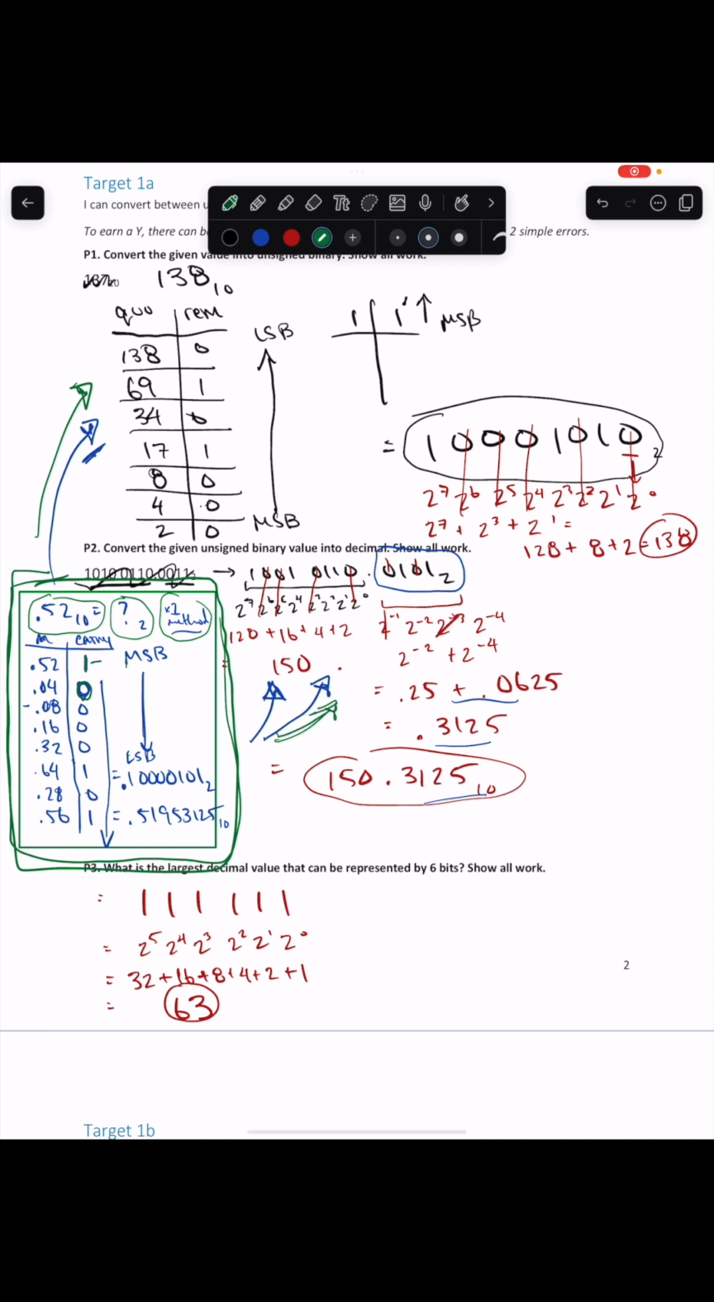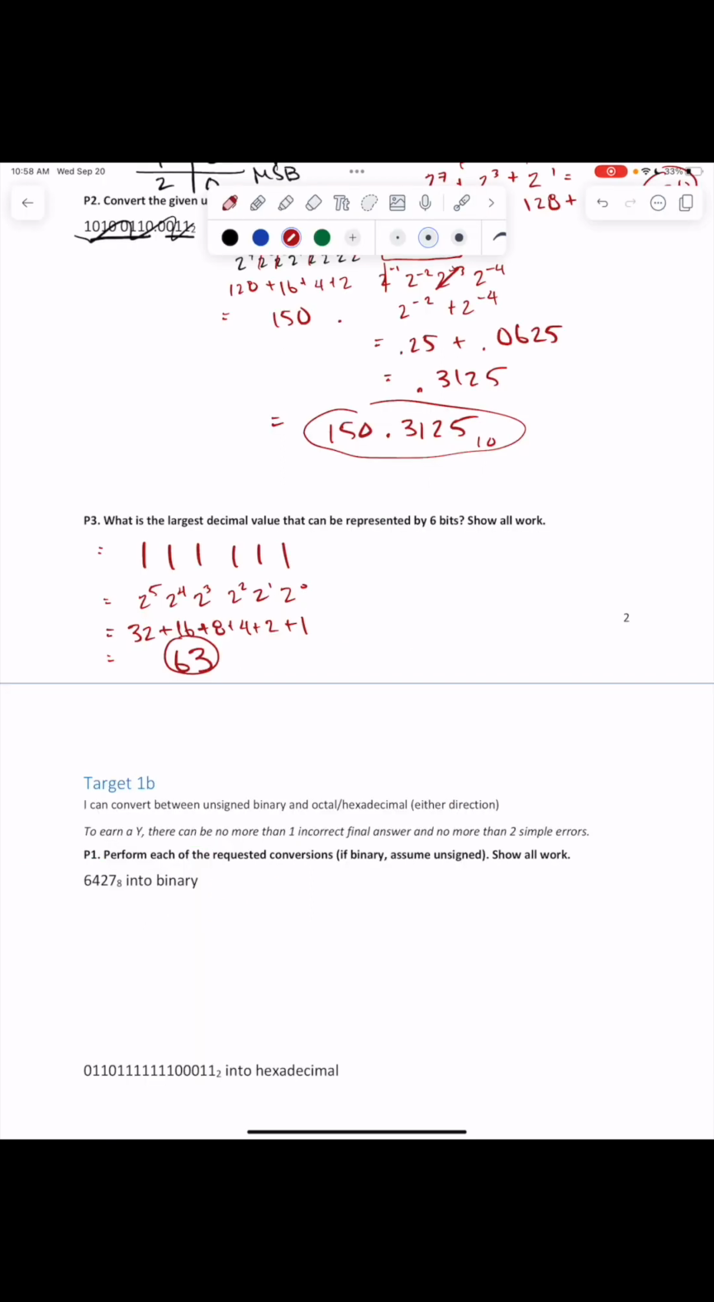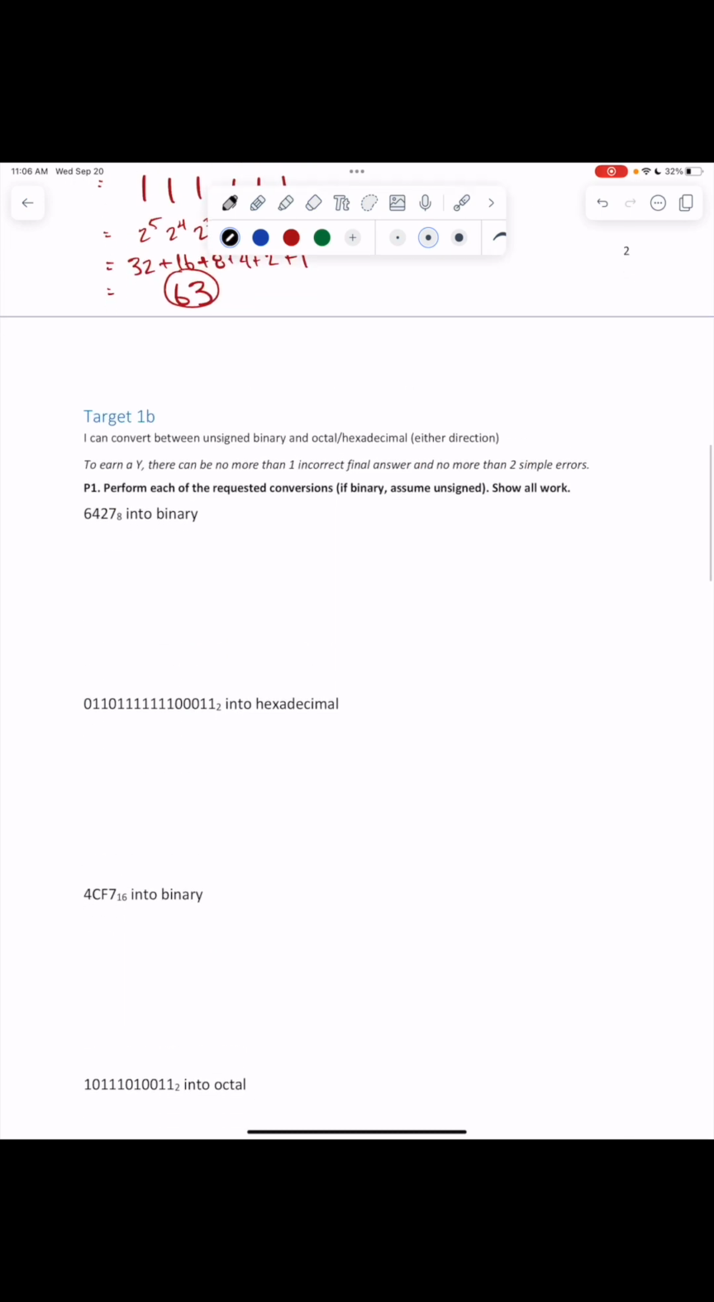Using this conversion method we used over here, it equals 0.5195312 base 10. So again, approaching that 0.52. Okay, moving along to target 1B, where we can convert between unsigned binary and octal or hexadecimal in either direction here. Let's change this to a different number, let's say, 6316 base 8.